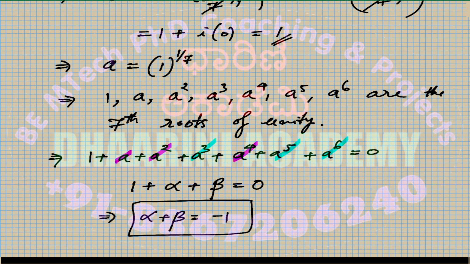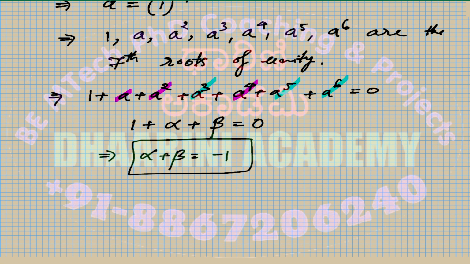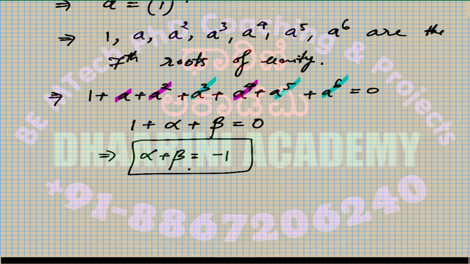so okay, we got a sum. Now let's calculate the product, because if you know the sum of the roots and the product of the roots, you can write the quadratic equation straightforward. That's what our concept is here. So first you find alpha plus beta, then you find alpha into beta, right?